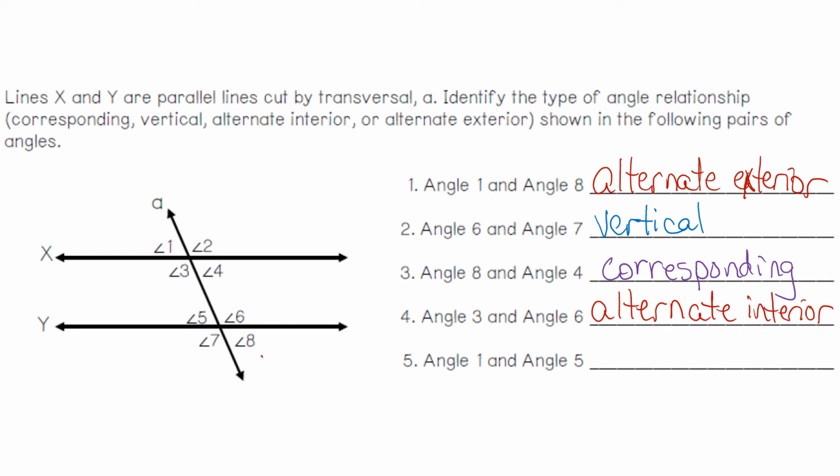And then finally, we have angles 5 and 1, angle 1 and 5. They're both on the top side of their parallel line. They're both on the left-hand side of the transversal. So they're in the same position, but on a different line of the parallel lines. So these are also corresponding angles. And corresponding angles are also congruent, which means they're equal.